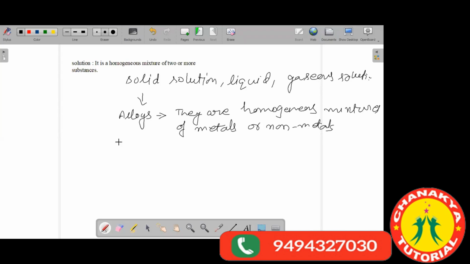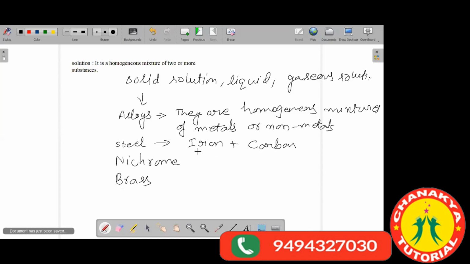For example, we take steel, nichrome, brass, and bronze. All these are mixtures of metals or non-metals. For example, steel is a mixture of iron and carbon. Iron and carbon are generally taken in the ratio of 60:40.